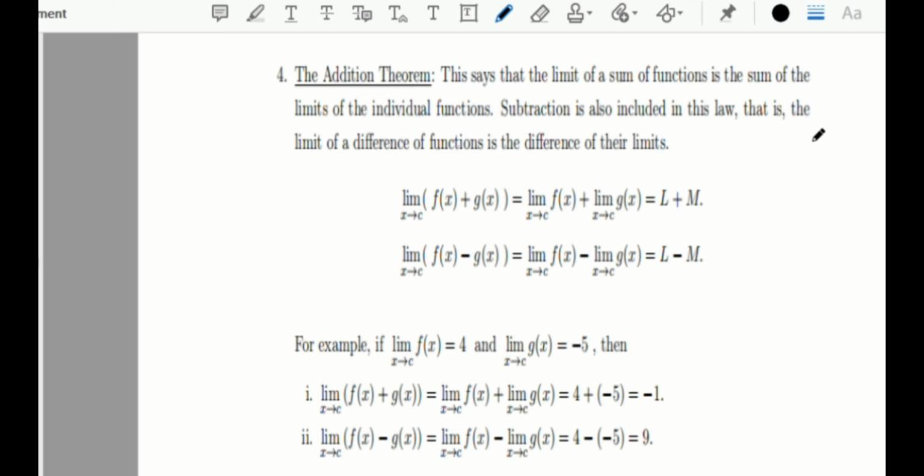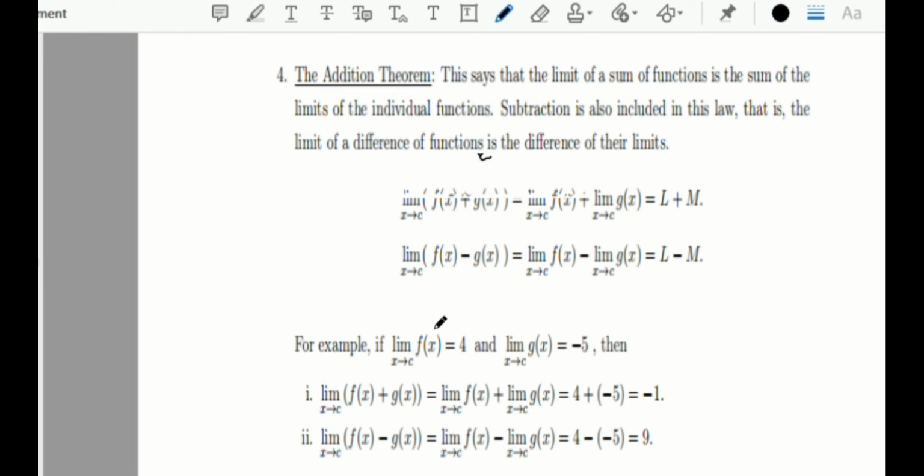So the addition theorem. If we have the addition of two functions, then of course it will be like a distribution. Okay, so the limit of the sum is equal to the sum of the limits. Take note, the limit of the sum is equal to the sum of the limits. Take note of that. So we have L plus M, and if it's minus, then of course L minus M.